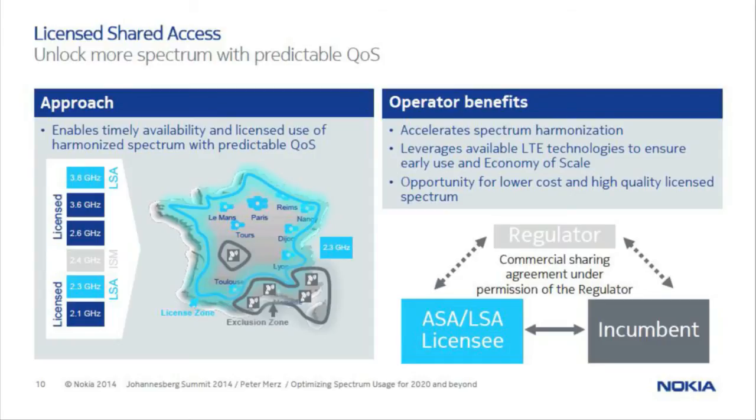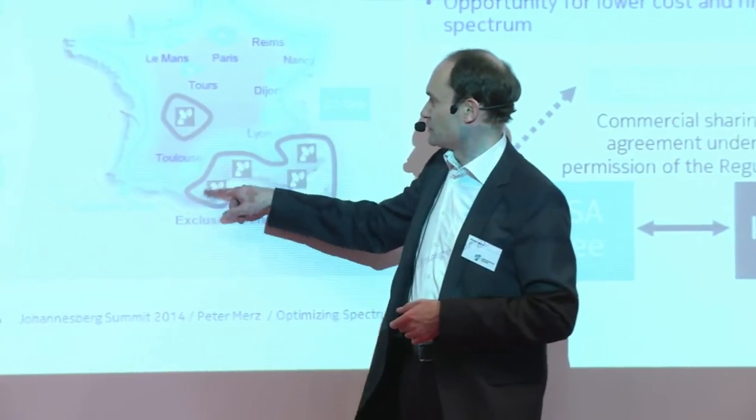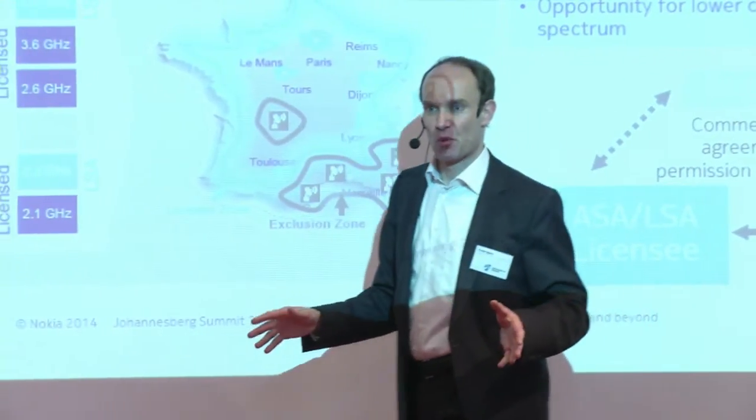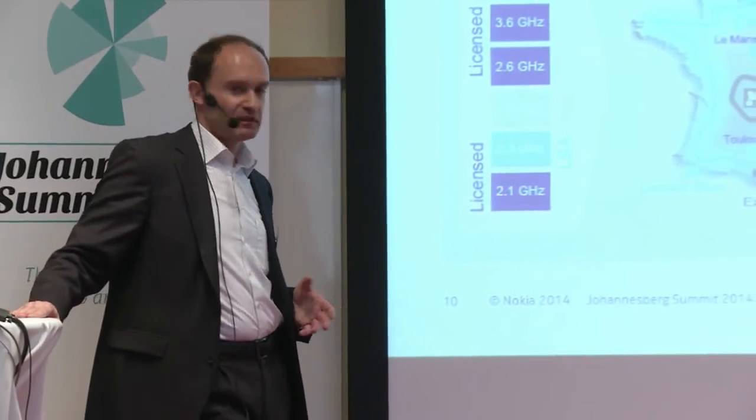So what does it do? It will unlock more spectrum with predictable QoS. There needs to be a relationship between an incumbent, which for example owns in France the 2.3 gigahertz band, and then there is an ASA/LSA licensee, which could be a mobile network operator. They enter an agreement, which could be just a piece of paper where they say, okay, you are allowed to utilize this 2.3 gigahertz all the time, but you're not allowed to use it at the Mediterranean Sea, and you're not allowed to use it here. That's it. No need for anything more complex. Just a piece of paper, a contract between the incumbent and the licensee.